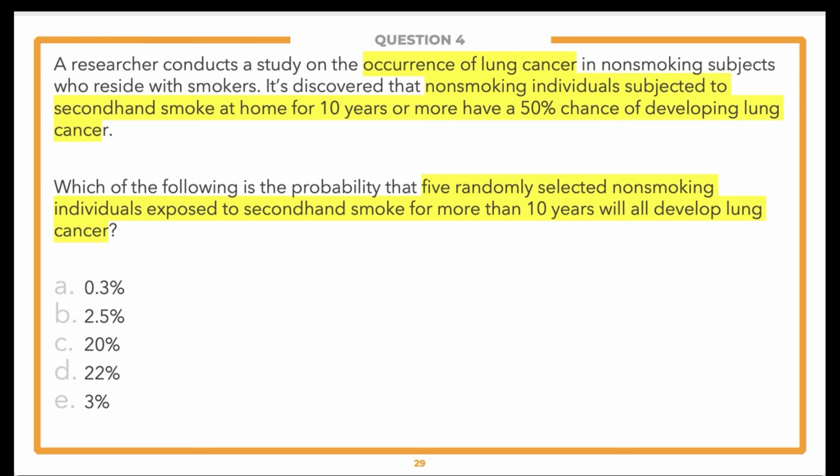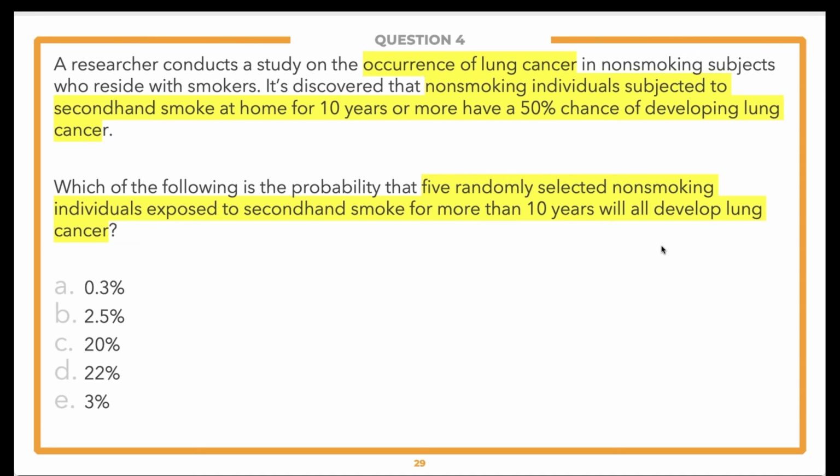Okay, so let's share the results. Almost half of you went with answer choice B, 2.5%. A quarter of you went with answer choice C, 20%. Answer choice E was a distant third with 16%. And then answer choices A and D also got some votes. Okay, interesting. Let's go ahead and hide the results and reveal the answer.